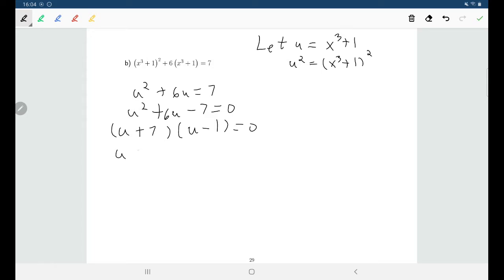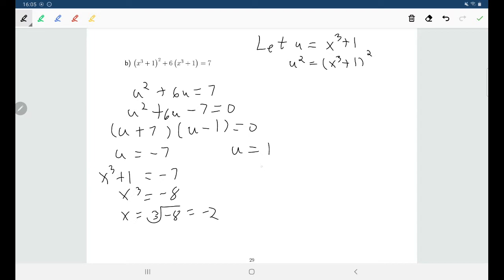So we come up with two values for u. Either u is -7 or it's equal to +1. And then, of course, don't forget we need to go back and find out what our value for x is. So u might be -7. That means that x cubed plus 1 is -7, or x cubed is -8, or x is the cube root of -8, which is -2.